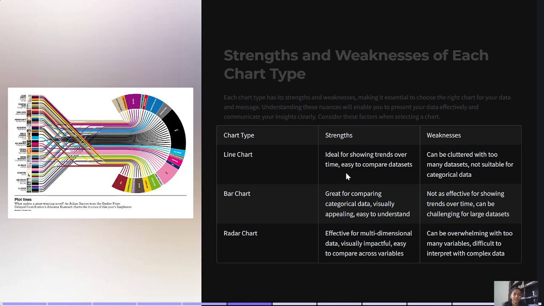First, coming to the line chart. Ideal for showing trends over time, easy to compare data sets. The weakness can be clutter. It gets cluttered with too many datasets and is not suitable for categorical data.